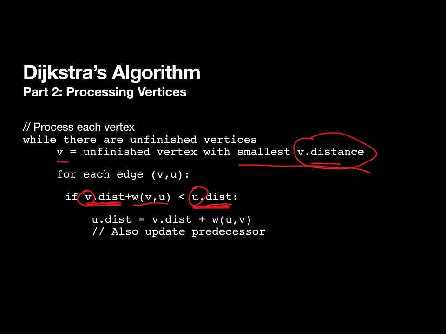Okay, after the for loop is done, after we've processed each outgoing edge, we're done processing that vertex, so we'll go ahead and mark it as finished. That's necessary for our while loop to eventually terminate. Okay, and that's pretty much all there is to Dijkstra's algorithm.